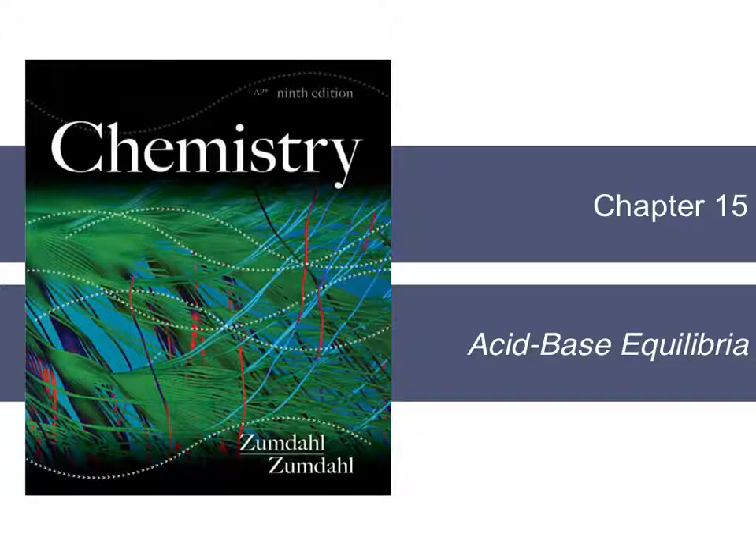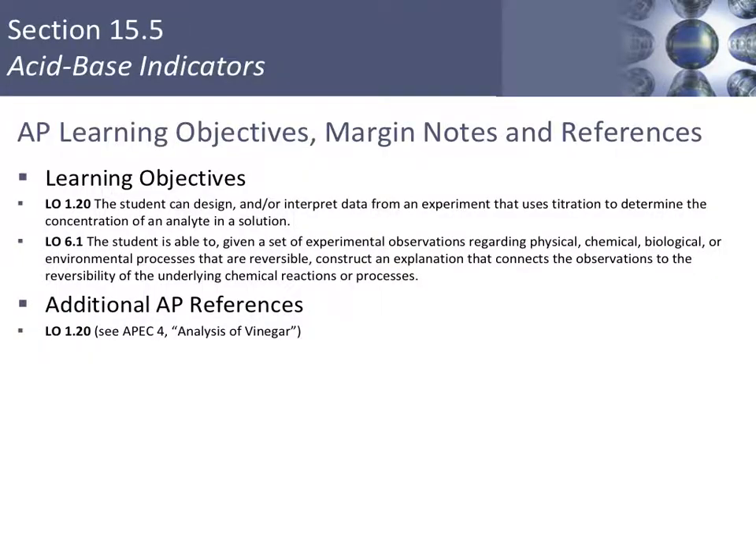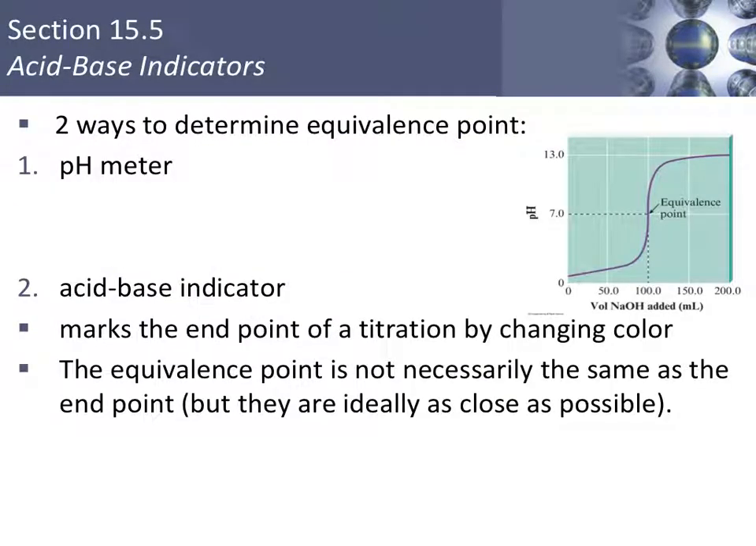In Section 5 of Chapter 15, we will be discussing acid-base indicators. When performing a titration, there are two methods for determining the equivalence point. You can measure the pH during the titration with the pH meter and then plot pH versus the volume of your titrant added, like we see here with this pH curve. Then we look for the vertical region right here to determine the equivalence point.